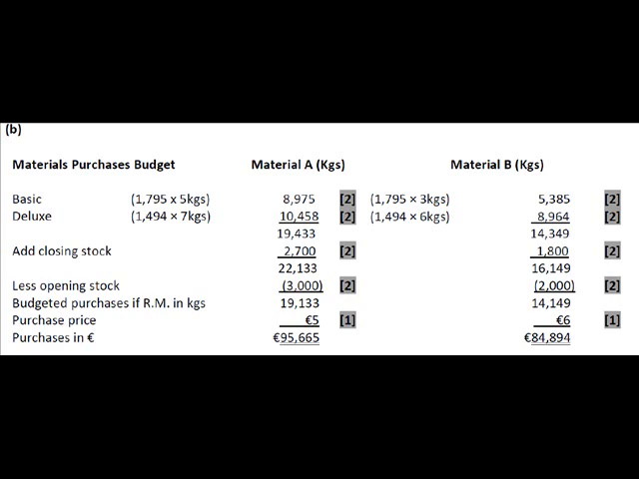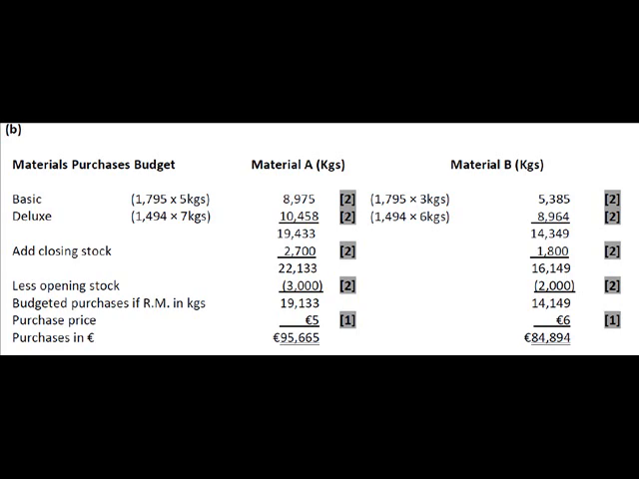And then we make our stock adjustment. We also want to have enough to cover the closing stock, which is 2,700 kilograms of material A. That's down 10% on the opening stock of 3,000. So remember, in all our stocks, we're cutting back stock levels by 10%. We did it for finished goods, we're doing it for raw materials.